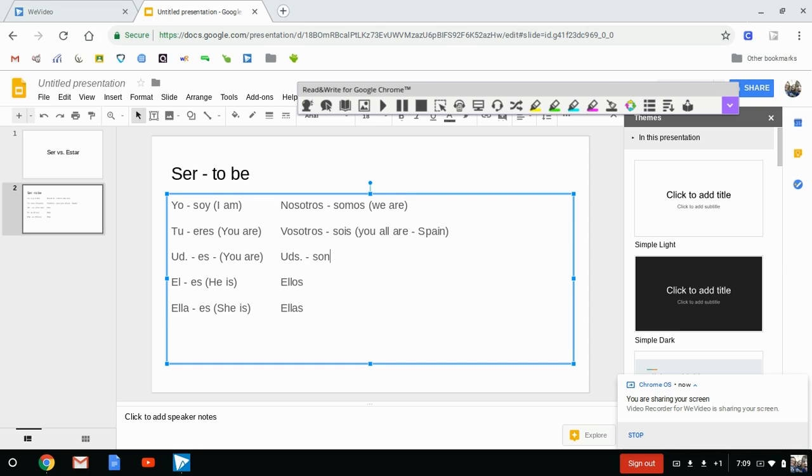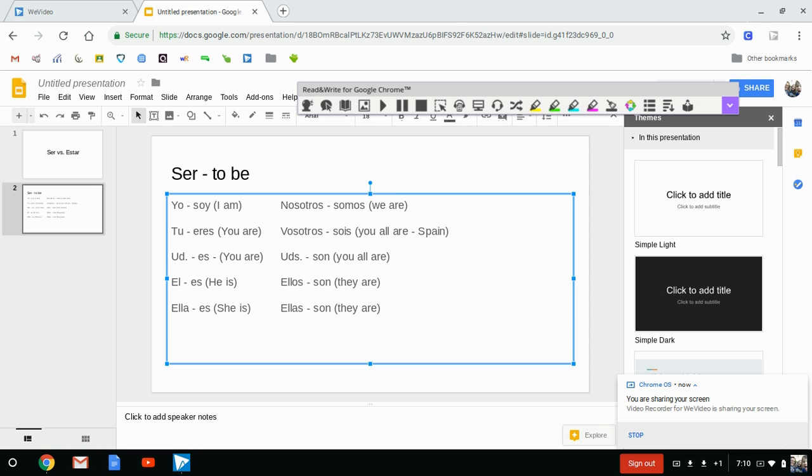For ustedes, ellos and ellas, they always have the same conjugation. And that conjugation for ser is son. So ustedes son is you all are. Ellos and ellas son means they are. And remember the difference between ellos and ellas. Ellos is boys, ellas is girls. If they is both boys and girls, you're going to go with ellos. You always default to the more masculine, you default to the more formal. So those are your two defaults.